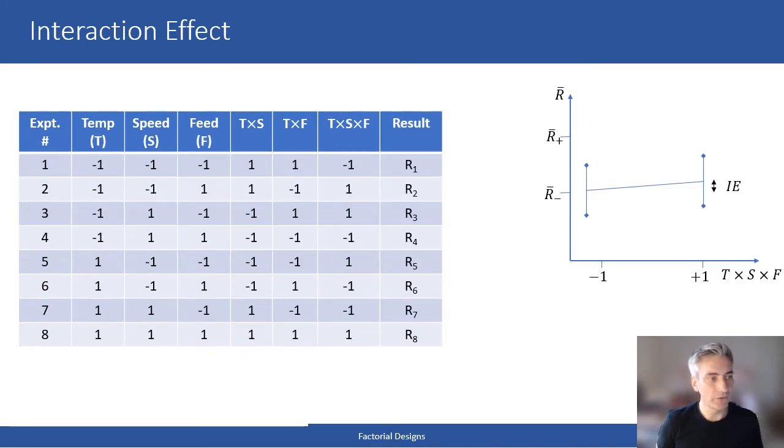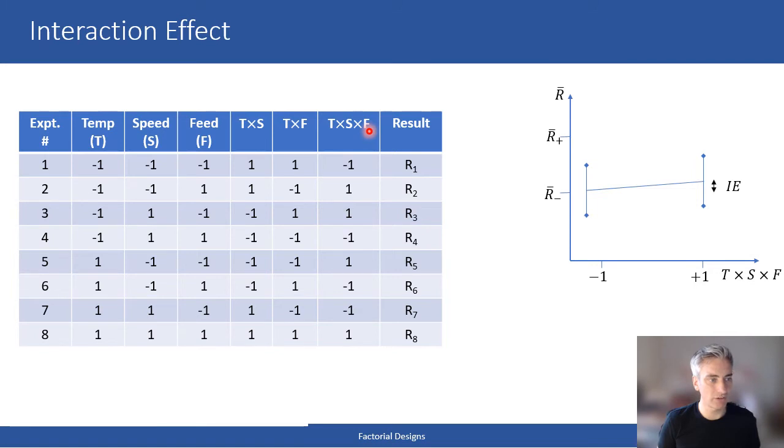I mentioned before that the one factor at a time experimental method often misses interactions. In this table, I've included interaction effects. So T times S means the interaction between temperature and speed, T times F represents the temperature feed interaction, and T times S times F represents all 3 interactions.